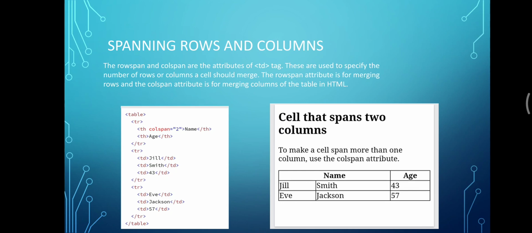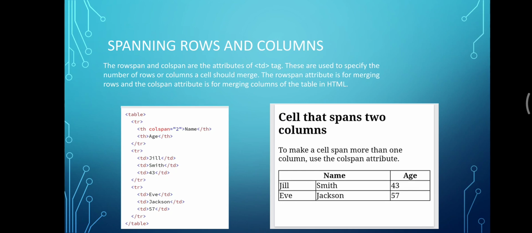We need first name and last name to come under only one table heading, so we use a column span of two. One is name and another one is age. The table row ends there, and another table row will start here.